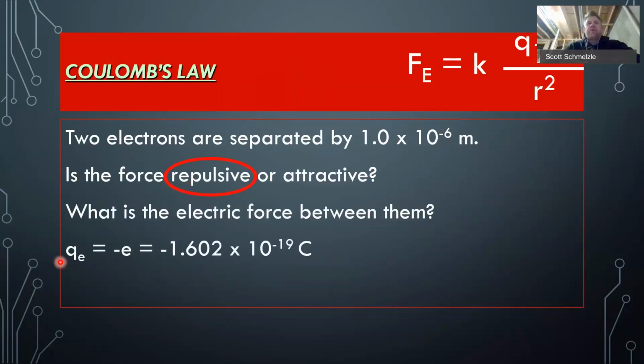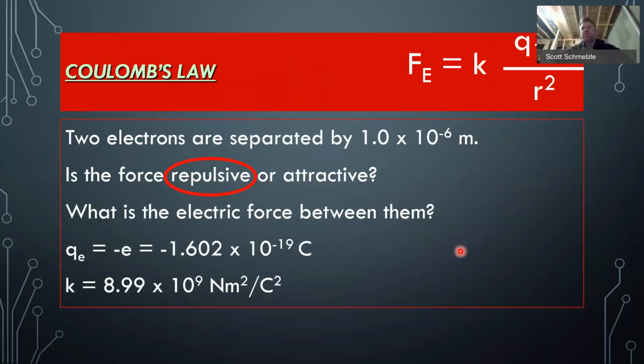Okay? That's our charge for our electron. So it's going to be negative 1e, which is negative 1.602 times 10 to the negative 19 coulombs. There's our Coulomb's constant. There's our radius. So we know both of those have a charge of negative 1.602 times 10 to the negative 19th coulombs for Q1 and also Q2. k is going to be 8.99 times 10 to the 9th, and then r is going to be 1.0 times 10 to the negative 6th.